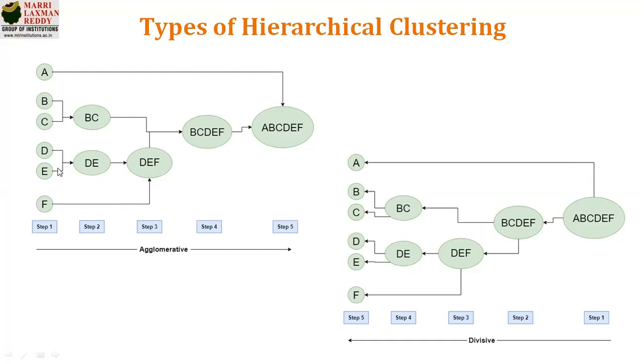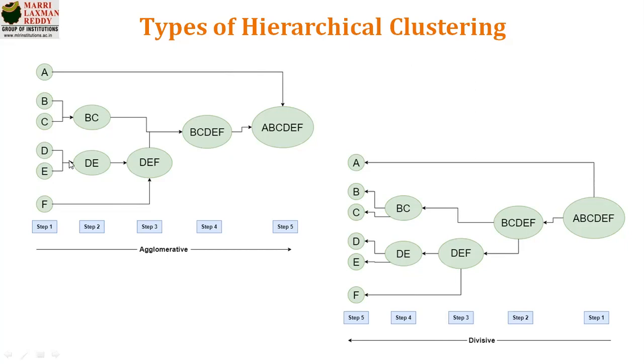Look at the agglomerative algorithm here. I'm having some data points initially like A, B, C, D, E, F. All these are different points. In step one, I'm taking all these data points and whichever points are similar. For example, here we are considering B and C are similar points, so they are grouped into one place. Again, D and E are similar. They are grouped into another point.